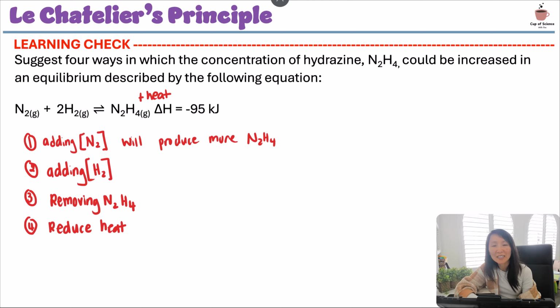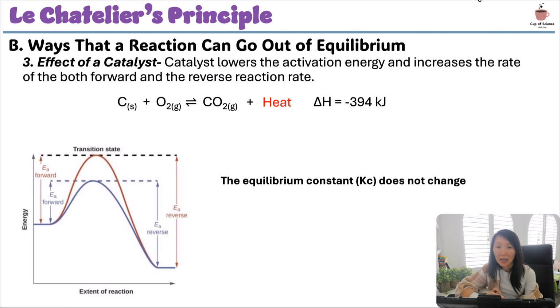So here are some additional ways: adding H2, removing the N2H4, and also reducing heat will help in order for more hydrazine to be formed. I like to bring in the topic of catalyst here. Now, a catalyst is not going to change the equilibrium constant. It's not going to cause any reaction to go out of equilibrium, but I do want to put it in here.